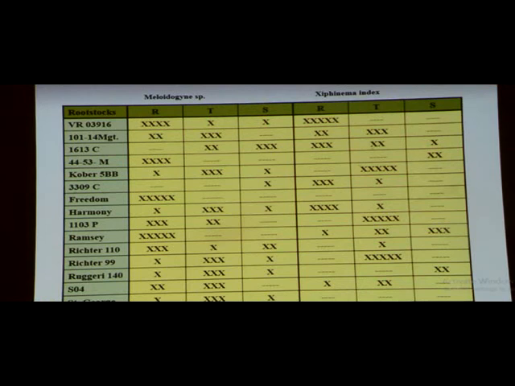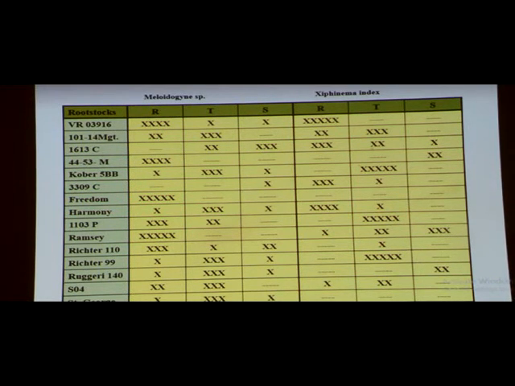Phytopathogens, nematodes: Meloidogyne and Xiphinema are the two most dangerous nematodes that we have in Chile. And Freedom and Harmony have very good development in Chile. Most of the researchers talk about Freedom resisting Meloidogyne and Harmony resisting Xiphinema.